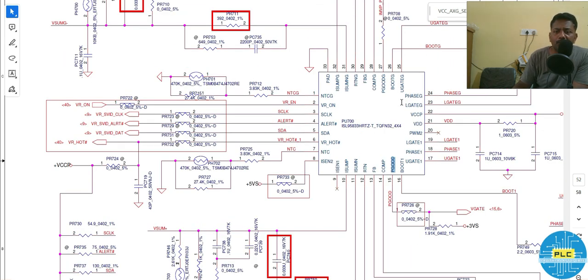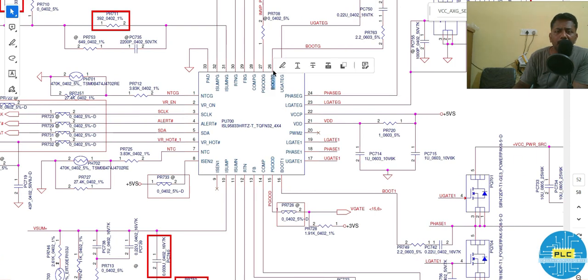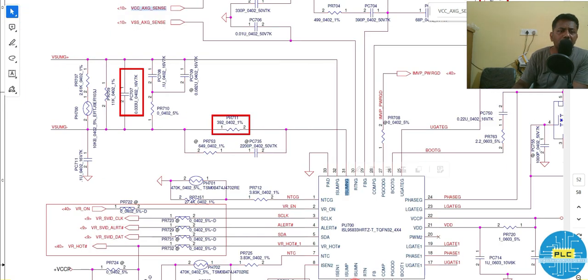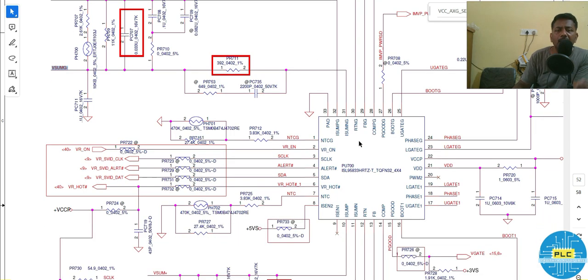Next, if you come to this part, same thing. Boot G first. Next, upper gate, lower gate, and phase. These are all graphics related phases. Once these are all over, then you will get this RTNG feedback, RTN feedback, this sum plus and minus, V sum plus and V sum minus. That is actually a sense, the coil sense it will accept. Then the process will continue.